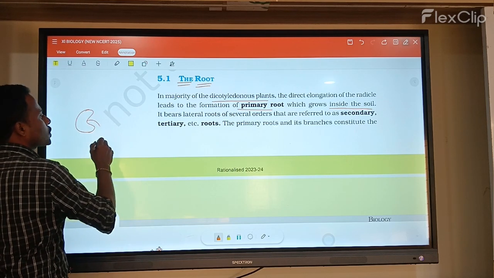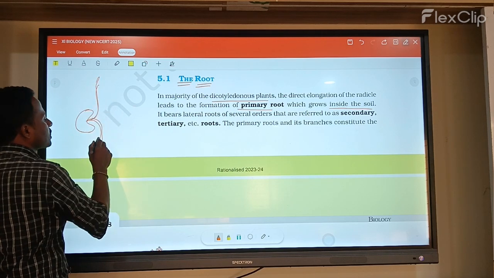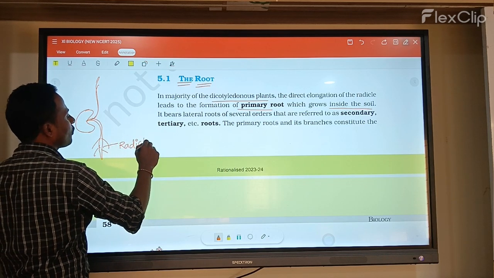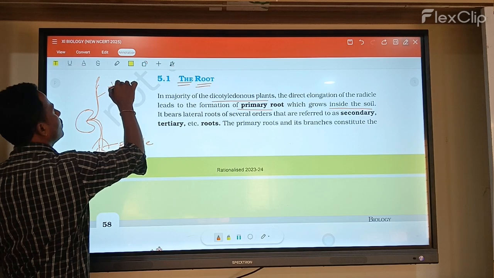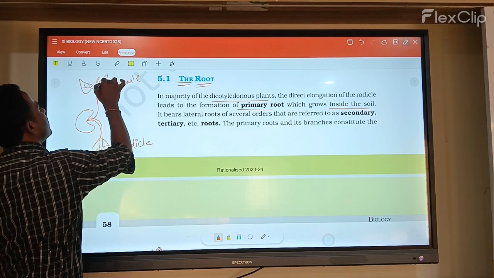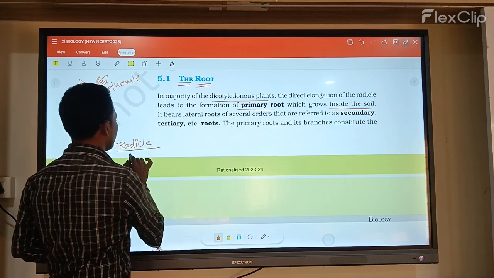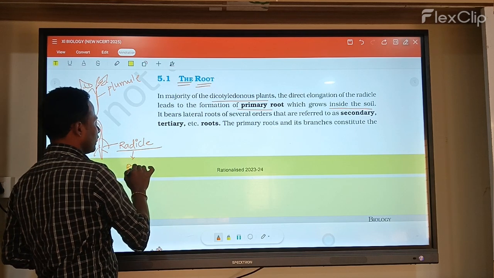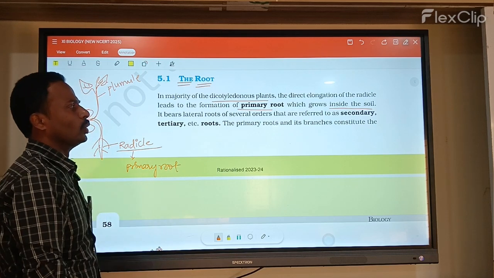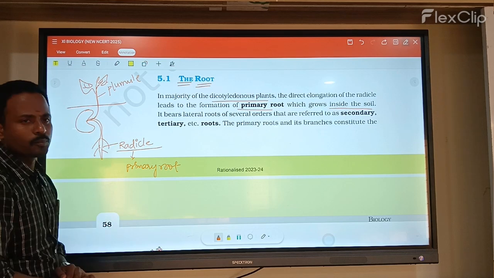Any seed sown on the soil, after a few days, what happens? It produces two parts. One is the radicle, another one is the plumule. The radicle leads to the formation of what? The primary root. The radicle forms the primary root which grows under the soil.